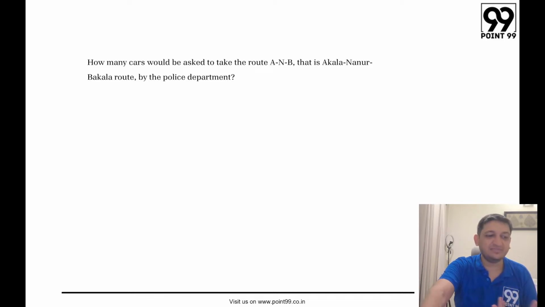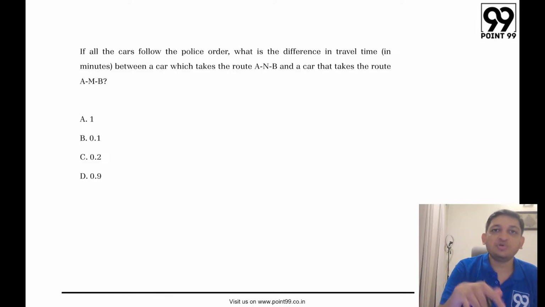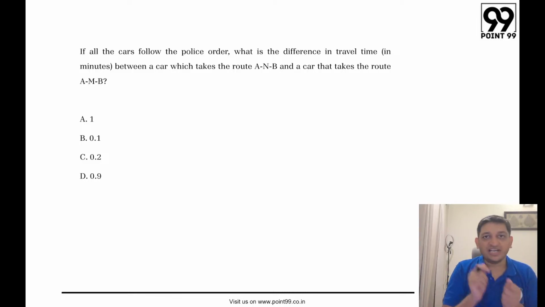Right? As I said, no, sometimes the most logical answer is the correct answer. Second, if all cars follow the police order, what is the difference in travel time between a car that takes the route A and B and a car that takes the route A and B? Now, this should again give you a clue. भाई कोई तो कार A and B से जाना चाहिए, because difference पूछा गया है ना, and difference कितना है? 1 minute, 0.1 minutes, 0.2 minutes, 0.9 minutes. Now the difference has been given to you as this. You should know that A and B से भी कोई कार जा रही है and A and B से भी कोई कार जा रही है.